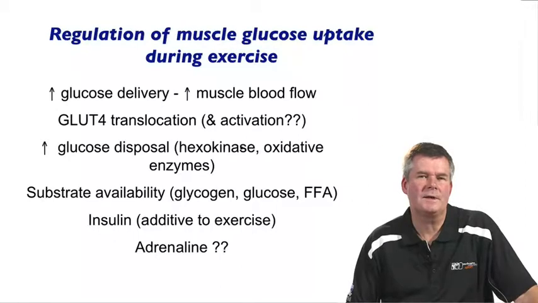And finally, as I said, if you increase the disposal of glucose through the glycolytic and oxidative pathways, then that will maintain the diffusion gradient into the contracting skeletal muscle.